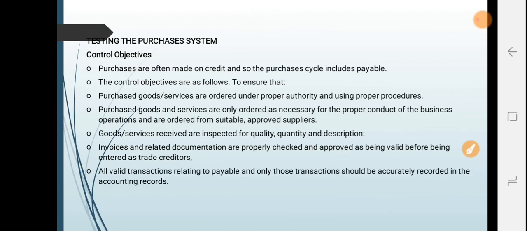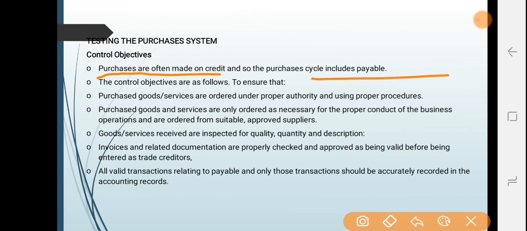Then we have control objectives of the purchase system. Purchases are often made on credit, so the purchase cycle includes payables. Then the control objectives are as follows: to ensure that purchased goods or services are ordered under proper authorities and using proper procedures. Purchased goods and services are only ordered as necessary for the proper conduct of the business operations and are ordered from suitable approved suppliers. That is also important, from whom you are ordering the goods.